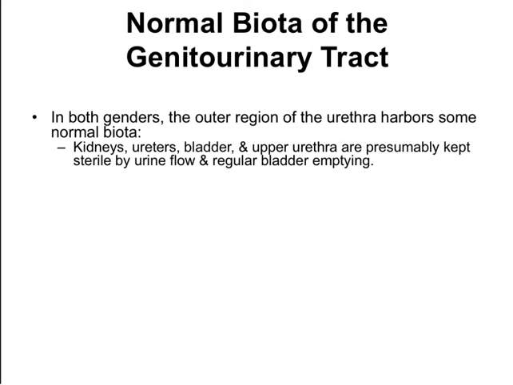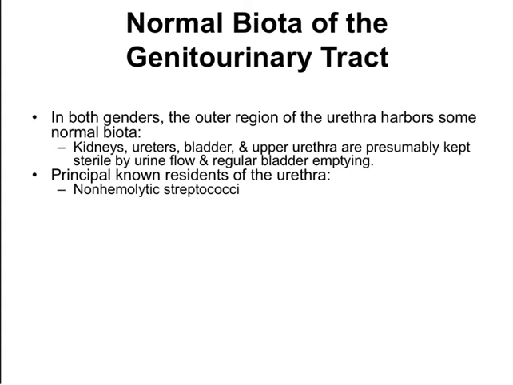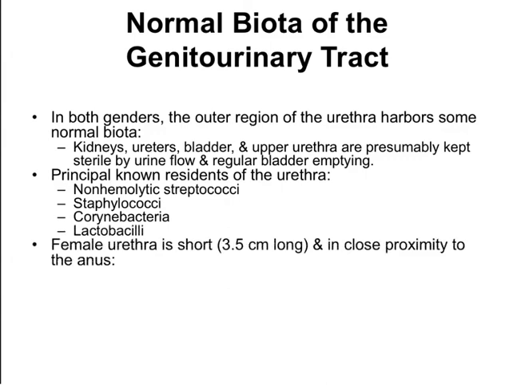They are normally relatively sterile as a result of constant urine flow. And this is one of the reasons why the more urine you produce, the cleaner your tract stays. It's when urine production goes down that bacteria get a chance to establish colonies and move potentially up into the tract and cause problems. So we find non-hemolytic strep and staph. We find corynebacteria, lactobacillus. And those are important because they are going to crowd out pathogens normally, and their count is kept reasonably low.